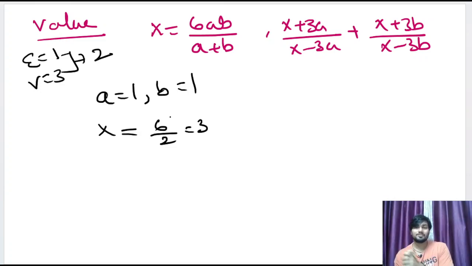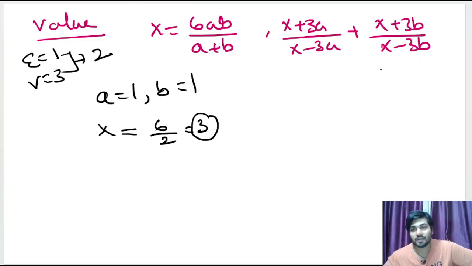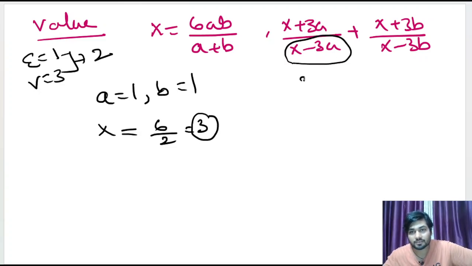But this is actually wrong. I did this portion intentionally, so that you gather this knowledge also, that whenever a function or equation becomes undefined at a particular value, that value cannot be used. How? See, if I take x is equal to 3, what will happen? Here I have x is equal to 3 and 3 into my value of a is also 1.